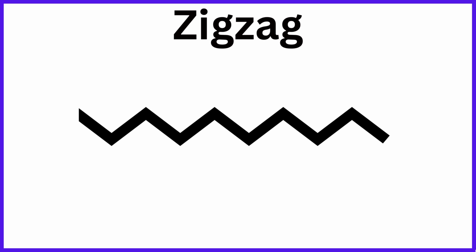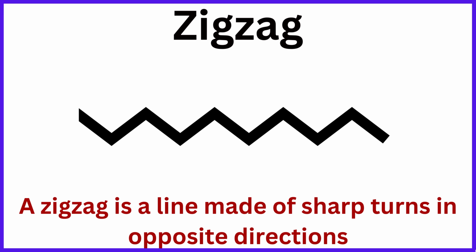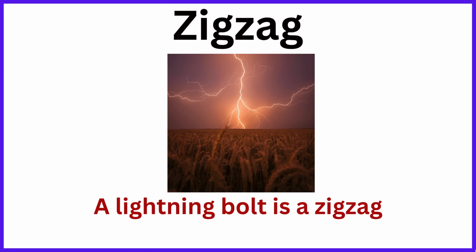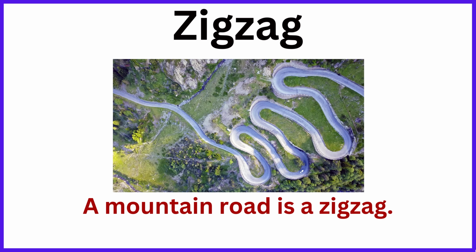Zigzag. A zigzag is a line made of sharp turns in opposite directions. A lightning bolt is a zigzag. A mountain road is a zigzag.